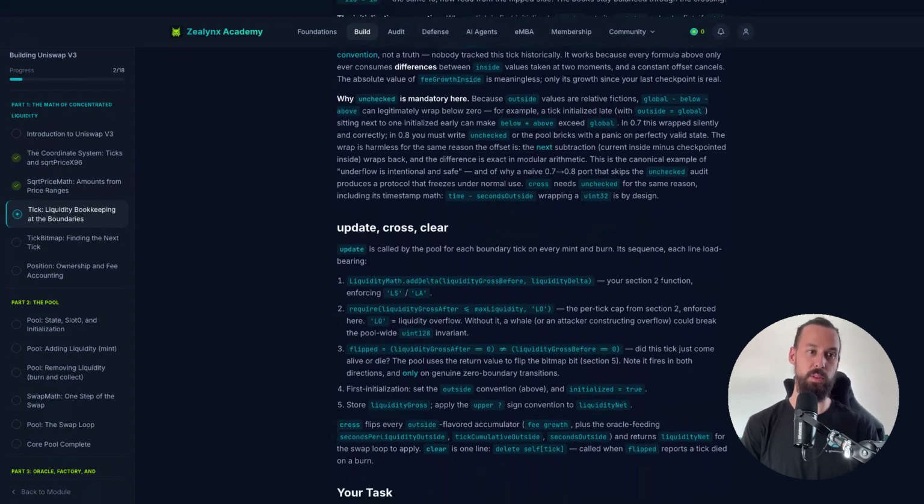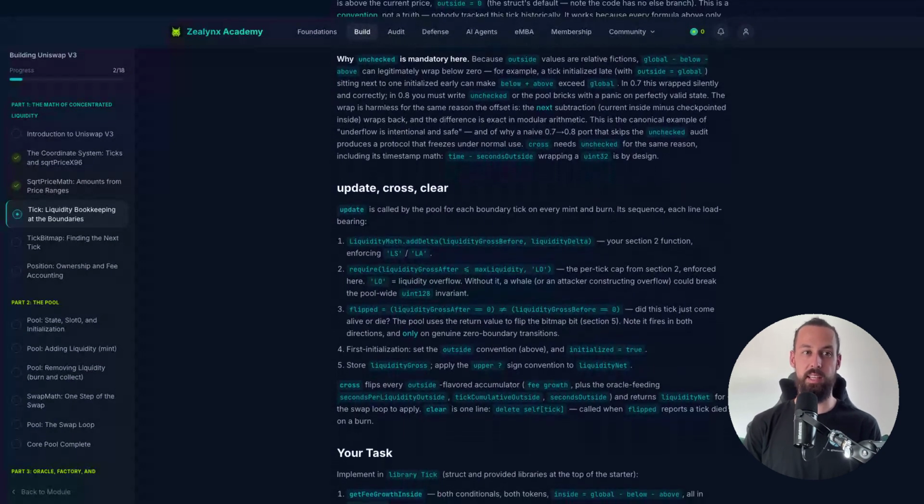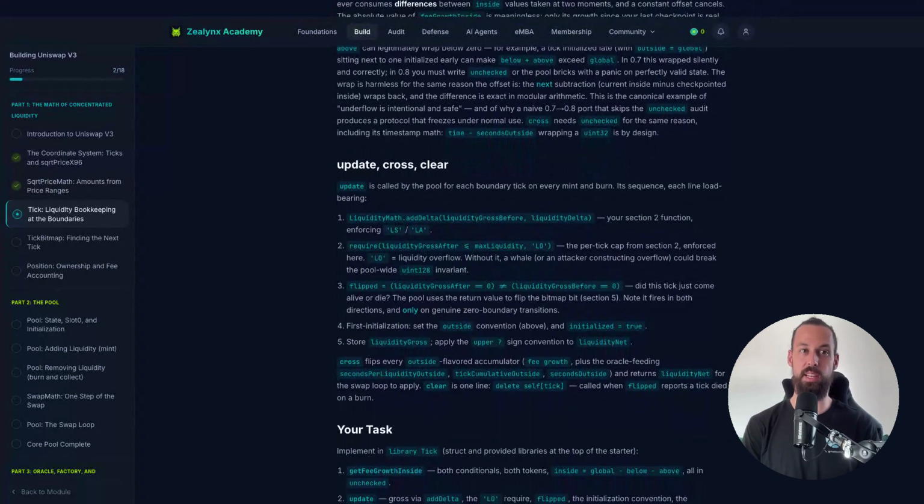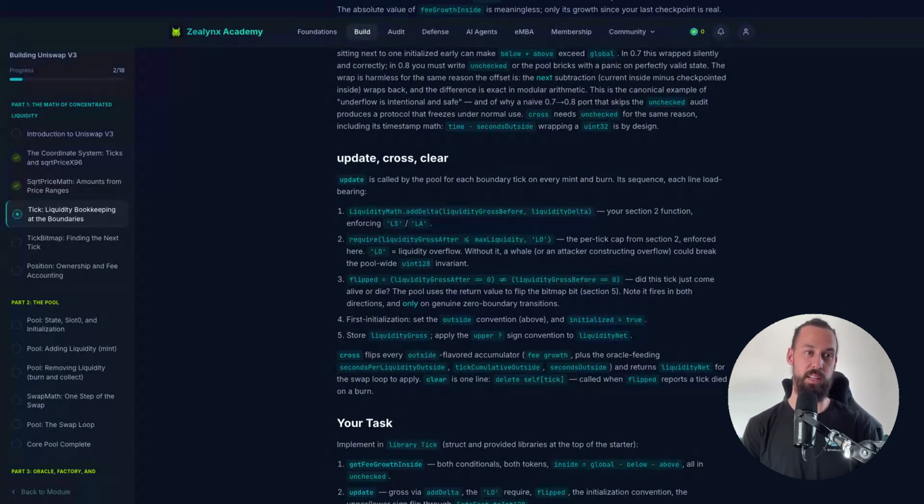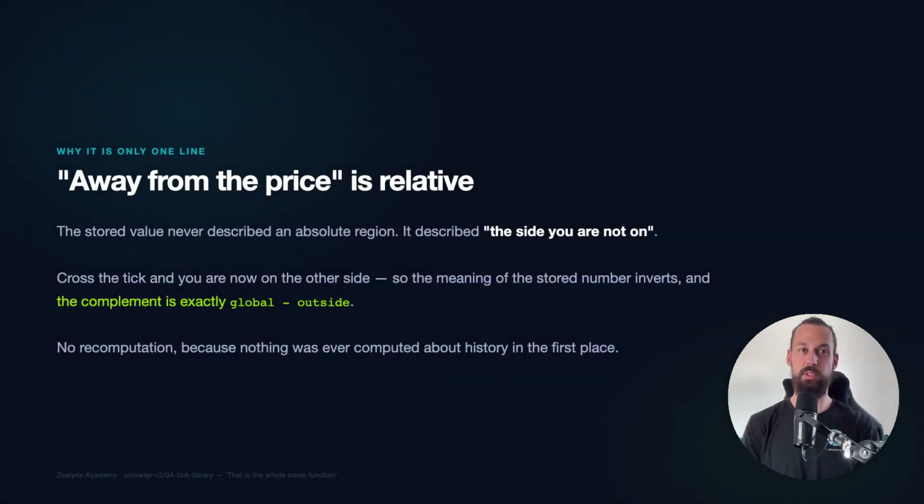Through tick 200. Cross fires and sets that tick's outside to 120 minus 10, which is 110. Now the current tick is above 200, so the conditional takes the other branch. Above becomes global minus outside, 120 minus 110, 10. The same 10, read from the flip side. The books stay balanced straight through the crossing.